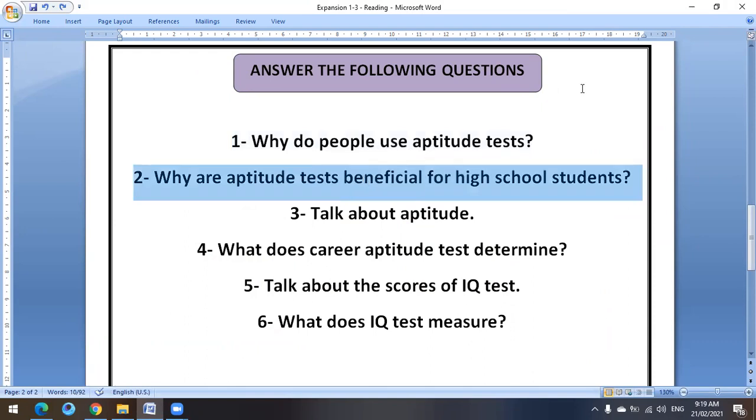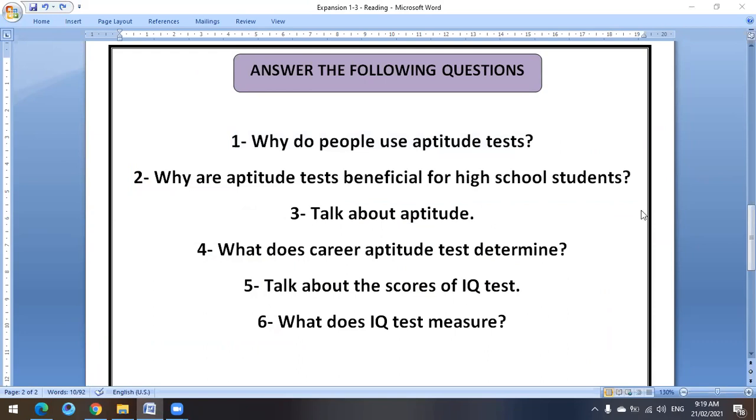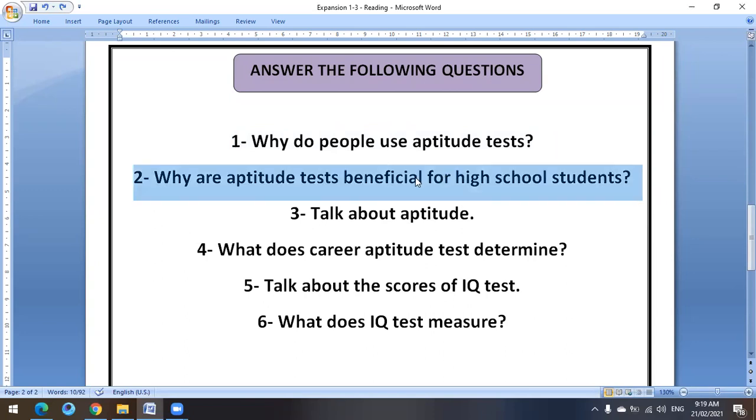Why are aptitude tests beneficial for high school students? The answer is also in the first paragraph. We're still in the first paragraph, but now we are talking about the importance of aptitude tests for high school students. Why are aptitude tests beneficial for high school students?